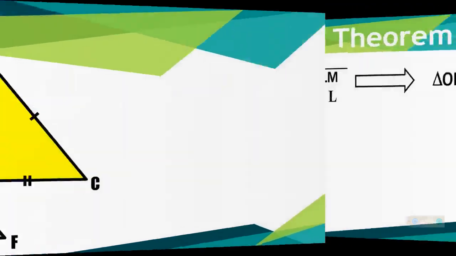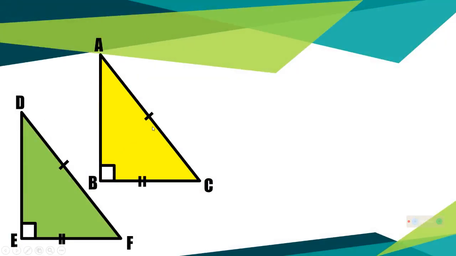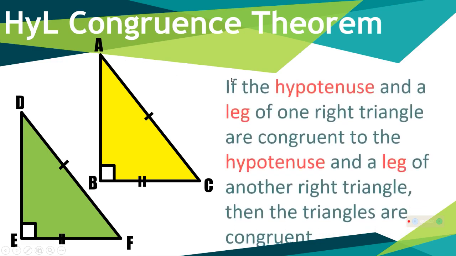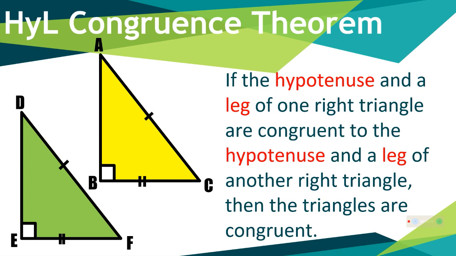Okay? And the last is this figure. What is this part? Hypotenuse. How about this part? Leg. And also with the other triangle, hypotenuse and leg, because the last type of congruence theorem is the hypotenuse-leg, or the HYL congruence theorem, wherein if the hypotenuse and a leg of one right triangle are congruent to the hypotenuse and a leg of another right triangle, then the triangles are congruent.